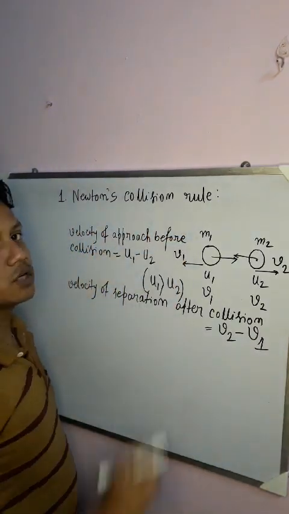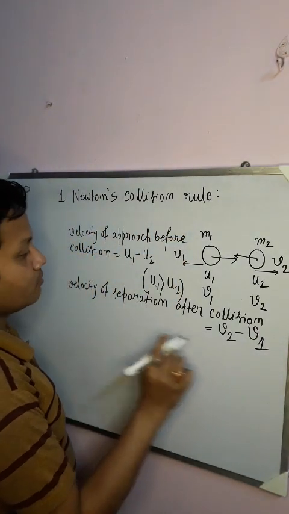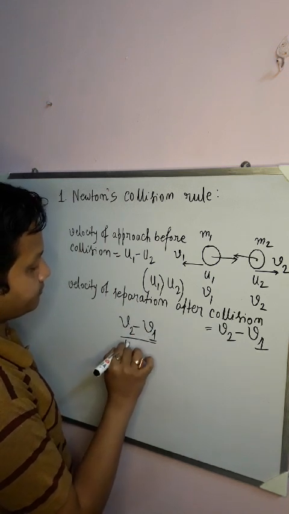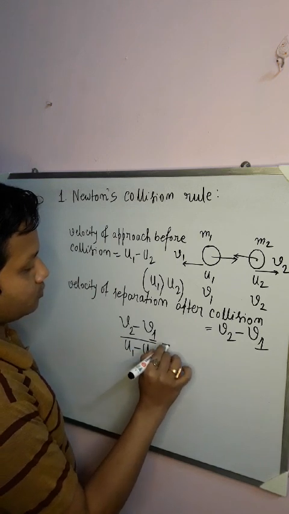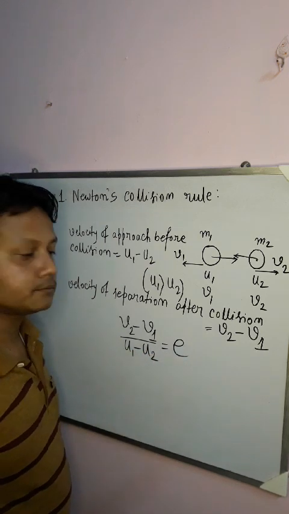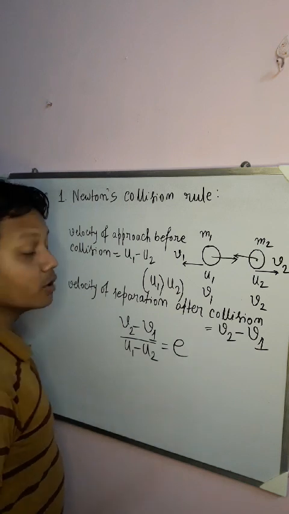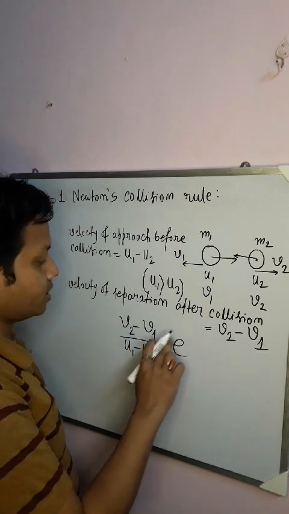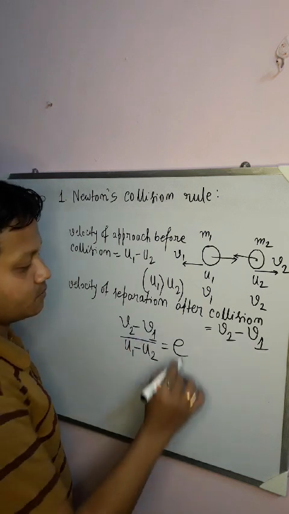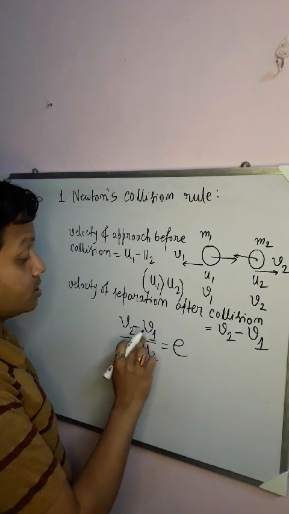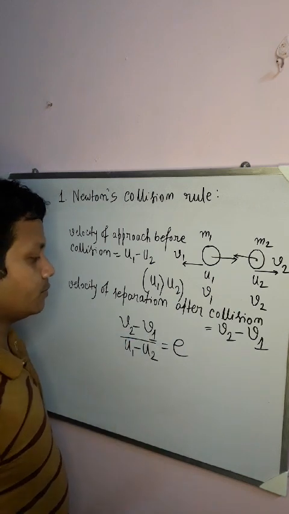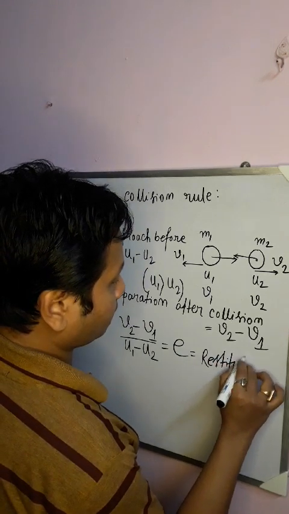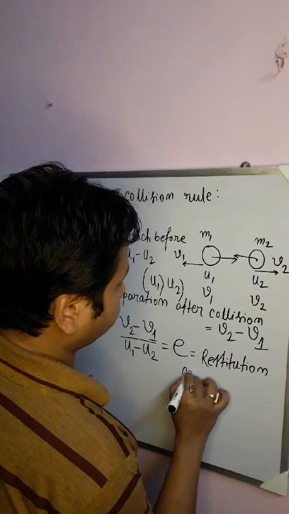So Newton's collision rule states that the ratio of the velocity of separation to the velocity of approach is equal to a constant that is called the coefficient of restitution. That is, the velocity of separation divided by the velocity of approach must be equal to a constant. That means the velocity of separation is proportional to the velocity of approach. So this is called the restitution coefficient.